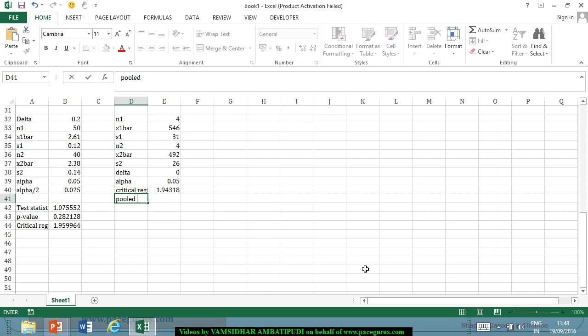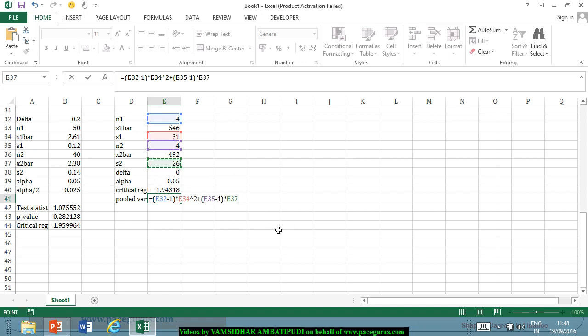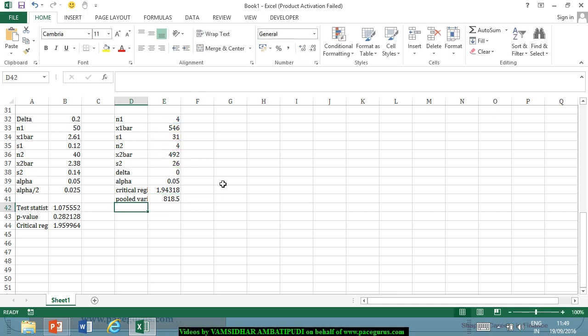So first let me compute the pooled variance, which is n1 minus 1 s1 squared plus n2 minus 1 s2 squared, divided by n1 plus n2 minus 2. So the pooled variance is coming out to 818. Based on this, I'll compute my pooled SD, which is SP, the square root of the pooled variance, working out to 28.6.